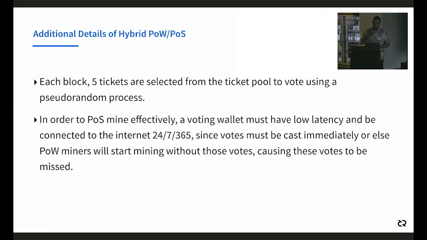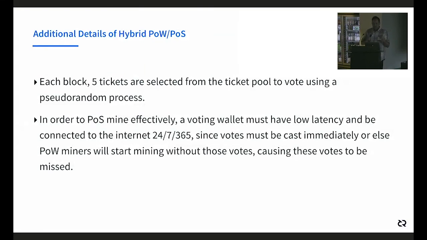Now, this is the caveat that's definitely worth mentioning. If you want to proof of stake mine effectively, you need to either have a voting wallet or use a stake pool. The point here is that when the votes are called, they need to be submitted in a matter of seconds. That is, the latency between when the proof of work mining on a block starts and when the previous block showed up needs to be on the order of maybe 3 to 5 seconds.